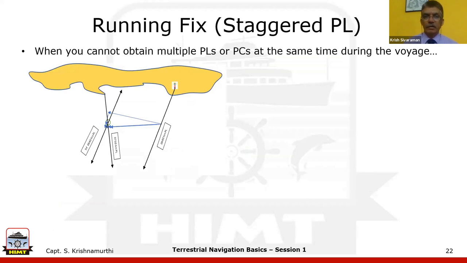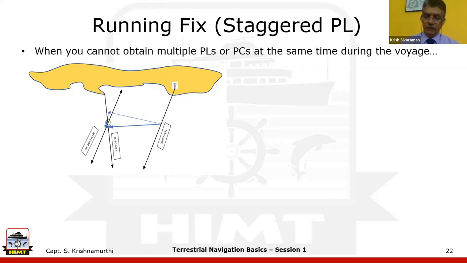Okay. Now, here is a problem: you have a 30-minute interval between two position lines. You have taken the first one at 0640 and the next one at 0710. You've got two position lines. How do you fix your position? We have to shift the second position line parallelly to the first one. Then we get the fix.